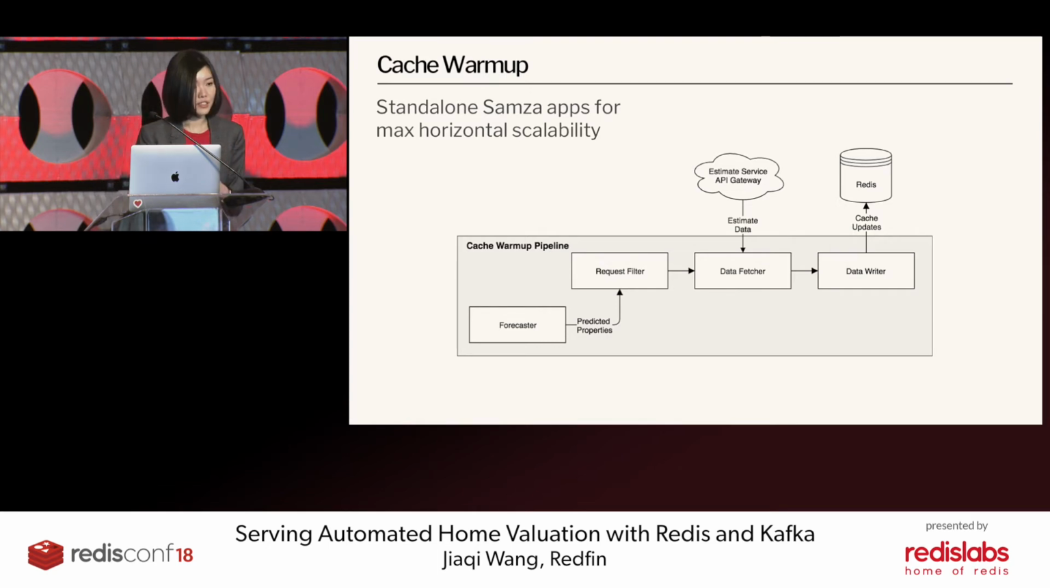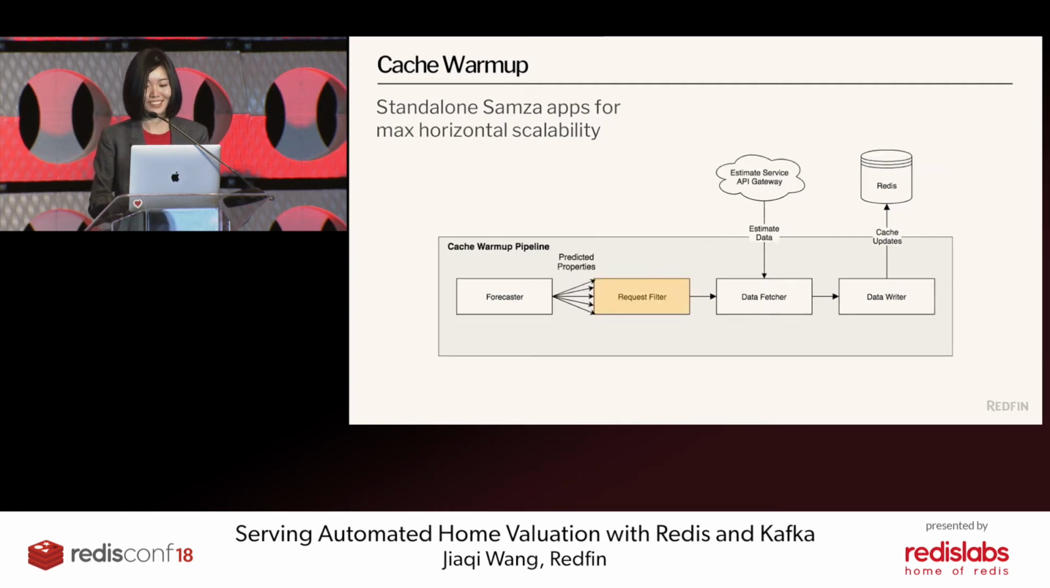So separating the responsibilities allowed us to achieve maximum horizontal scalability. And you'll probably hear about this buzzword many, many times. What does it mean? For example, we know ahead of time that the request filter will have to handle a comparatively larger amount of incoming messages compared to the other apps, because the forecaster itself fans out multiple messages for every single message that comes in. So we made it into a single app, gave it 4 times the number of containers, and enabled multi-threading so it can take better advantage of the multiple cores on the hardware.